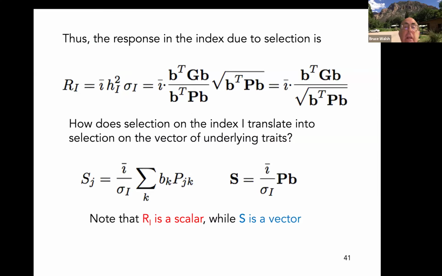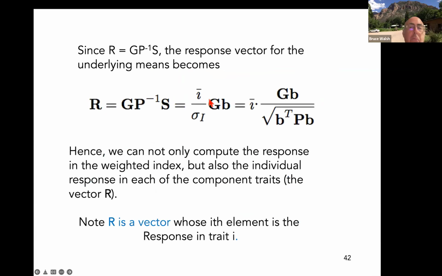Now, just because an index changes, it may not be what we want, because the index changed by the components changing, and some components may change in a direction we don't want them to change. So how do we figure out how the components change? If I give you the weights, you compute an S vector. You can take that S vector and plug it in the multivariate Breeder's equation. And that expression gives me a vector of how component 1 changes, component 2 changes, component 3 changes.